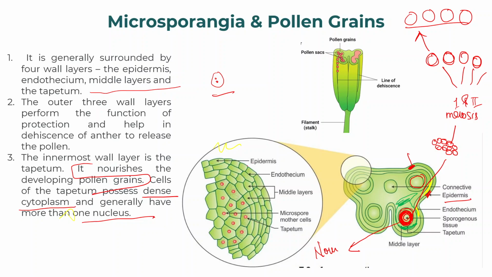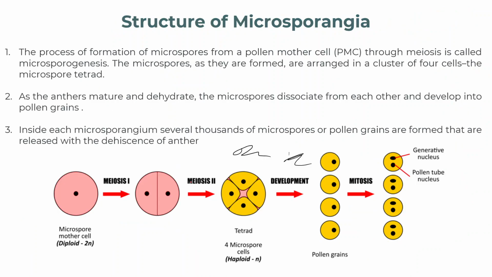Now you could see here these are the epidermal cells and this is the endothecium. Now these are the middle layers. And here we have the fourth layer, the tapetum. So this is the mother cell, the microspore mother cell, or we could call it the potential pollen. And this will undergo meiosis 1 and meiosis 2 to form the microspore tetrad, right? So the process of formation of microspores from a pollen mother cell through meiosis is called microsporogenesis.